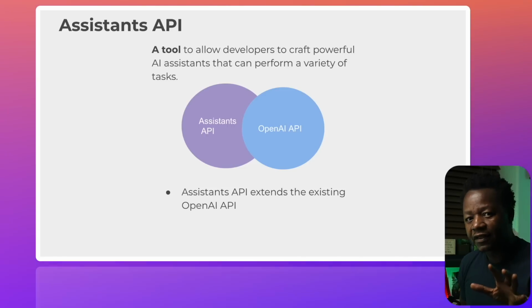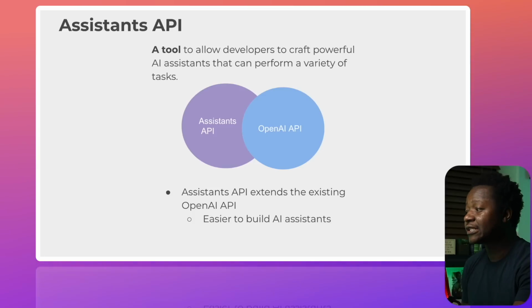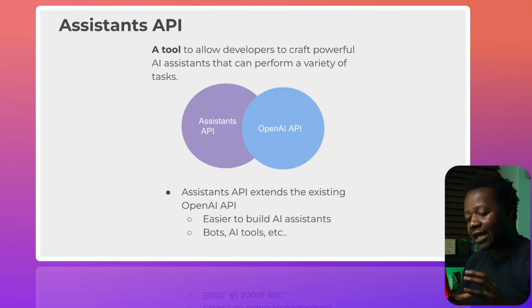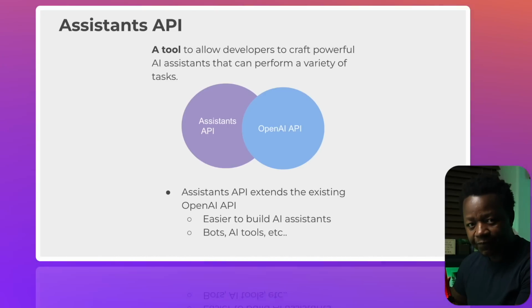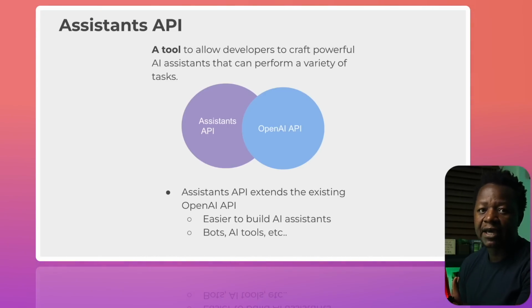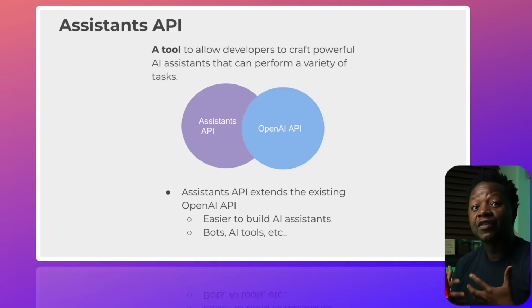So that is the important distinction here: when we talk about the Assistants API, it extends what already is there, in this case, the OpenAI API. And so it makes it easier for us to build AI tools, in this case, AI assistants that we can use in our applications. So essentially it gives us this platform, this framework, these libraries to quickly use these tools to build any AI-based application that we would want to build without having to know too much about the underlying abstraction of how things actually work.